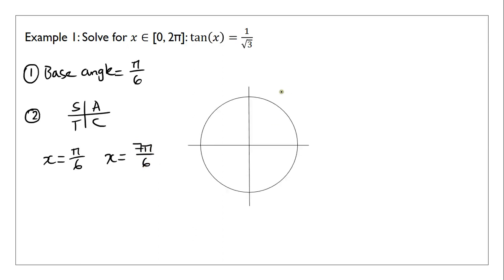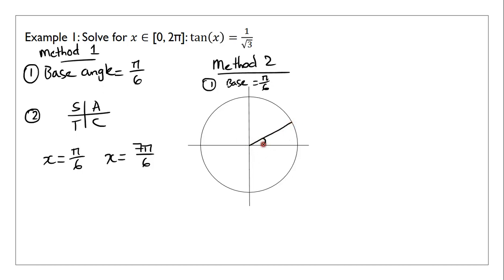Second method is the unit circle. Now there is an issue with tan that I think it's never as neat as sine or cosine, because tangent is not something that you can actually represent using the coordinates of the point on the unit circle, because tangent is the ratio between sine and cos. So we'll still start with the base angle, which is pi on 6. So pi on 6 is somewhere here, because it's around 30 degrees. Well, it's not around 30 degrees, it's exactly 30 degrees.